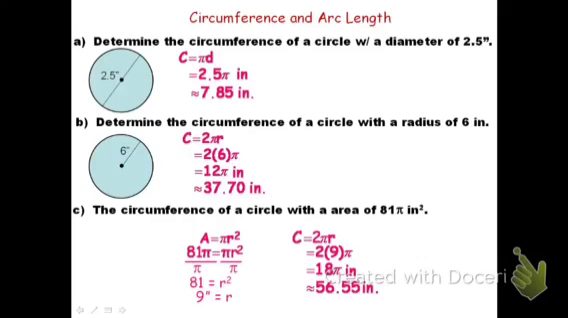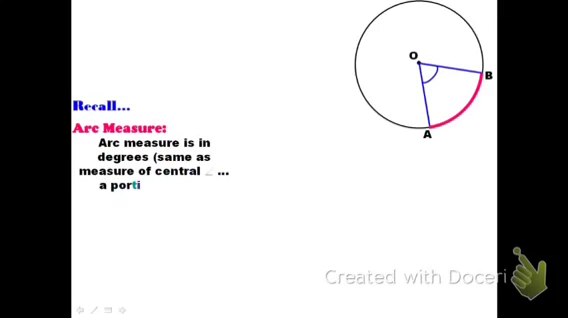Now let's look at how to do the arc length. Now that we know how to do circumference, we can find the arc length. Now recall, arc measure is the measure in degrees, which is the same as the portion of the central angle. Now it's always going to be a piece of 360. So if we want to find the measure of angle AOB, that would be the same as the number of degrees, or the arc measure, in arc AB.